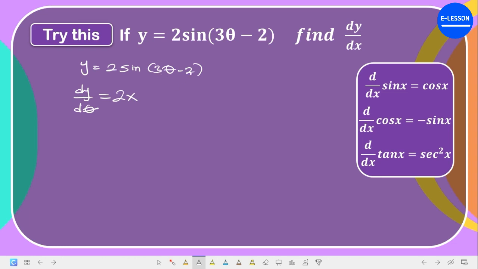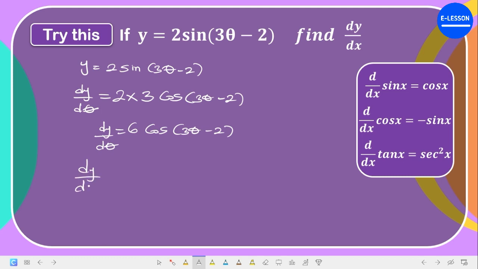If you differentiate 3 theta minus 2, it gives you 3, because 3 theta is 3, then minus 2 is 0. Now differentiate sine to give you cos, and write what is in the bracket again, which is 3 theta minus 2. So the final answer to this question is 2 times 3, which is 6 cos (3 theta minus 2). So that is your dy/d theta: dy/d theta is 6 cos (3 theta minus 2). That's the answer to that question.